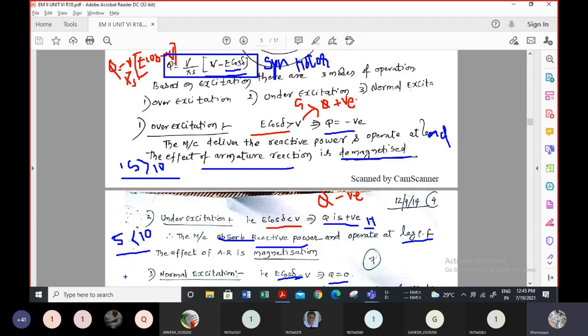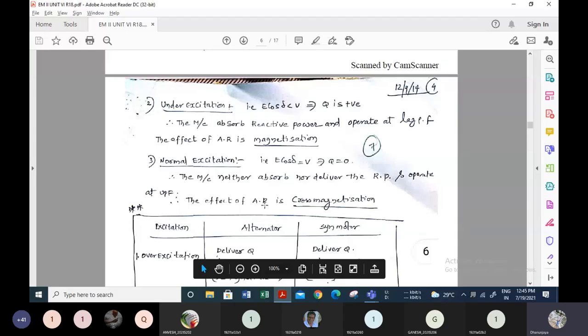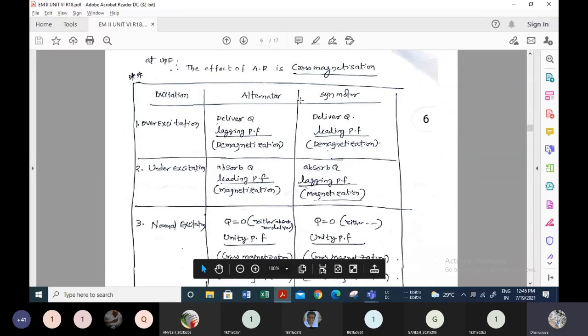In normal excitation, we have a sufficient amount of reactive power, which we discussed in the previous classes, so there is no reactive power flow between the bus bar and the synchronous machine. Normal excitation is also called floating on the bus bar. The effect of armature reaction is cross magnetization.